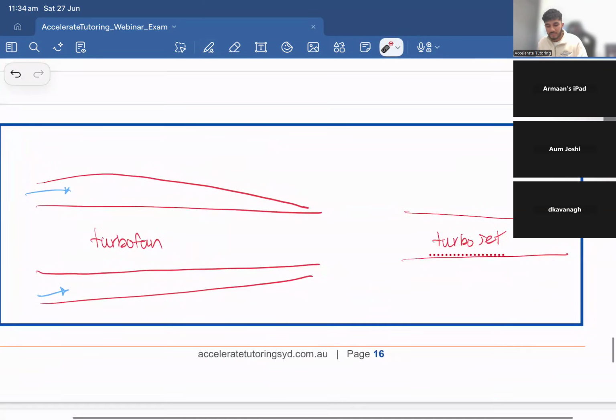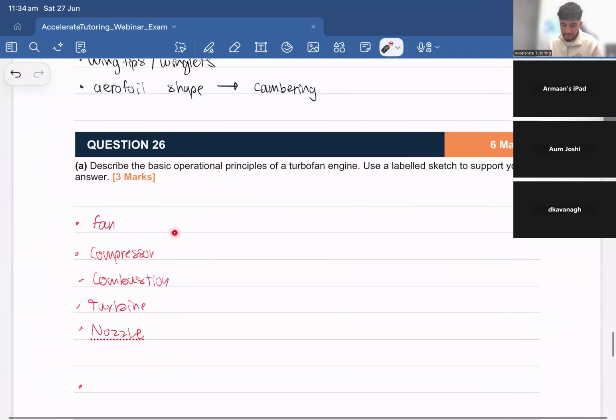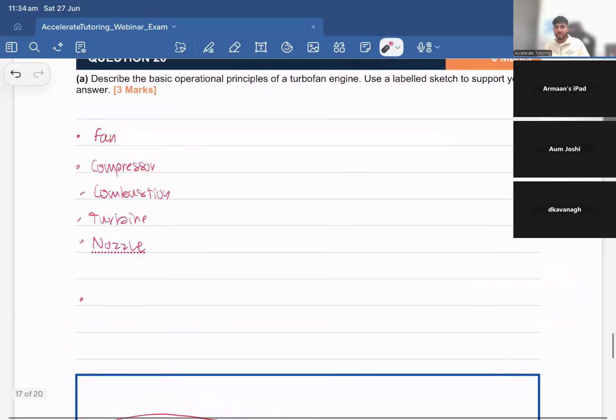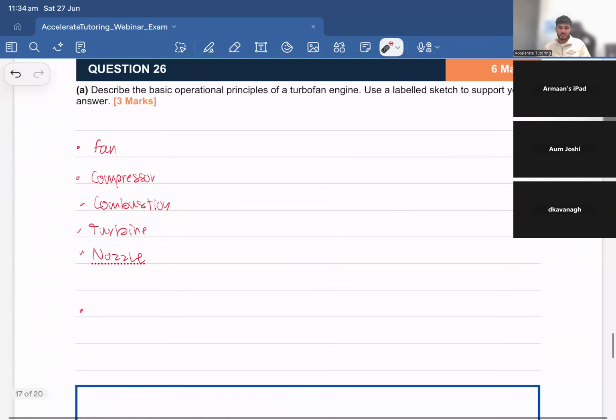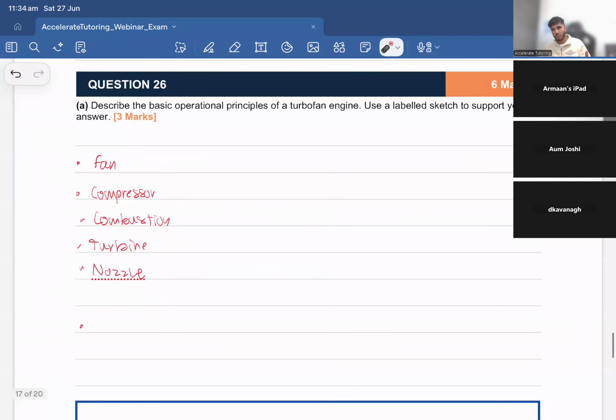So that's why a turbofan engine is significantly quieter than a turbojet engine, because the air is kind of suppressing the sound. So that's something else you can talk about in this response. 3 marker, so 2 marks for the response, 1 mark for the fan. I think realistically this is more of a 4 marker. I kind of just cut down on the marks.